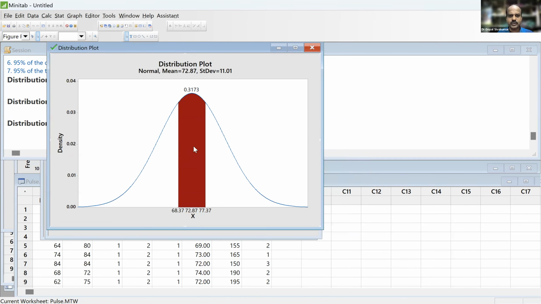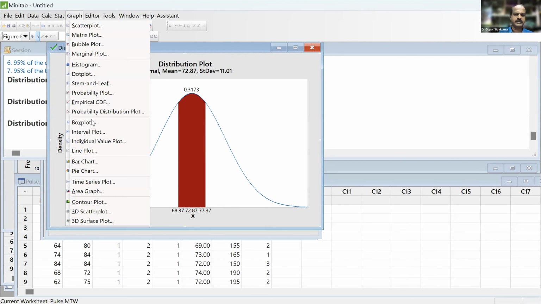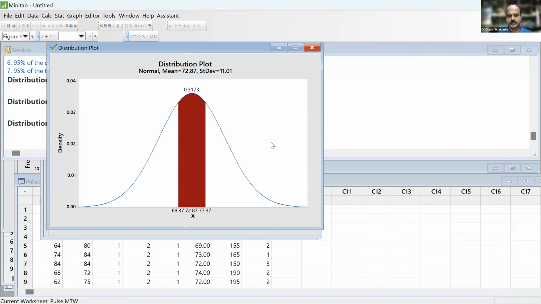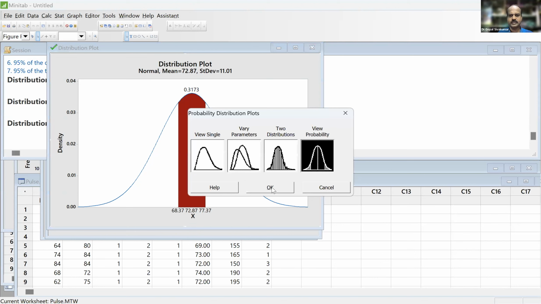This area accounts for how much? Very small area. Oh, 34%. This side has come to 34. No, this is 31%. Graph, probability distribution plot, view probability.